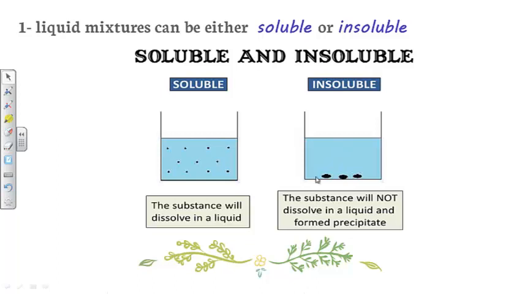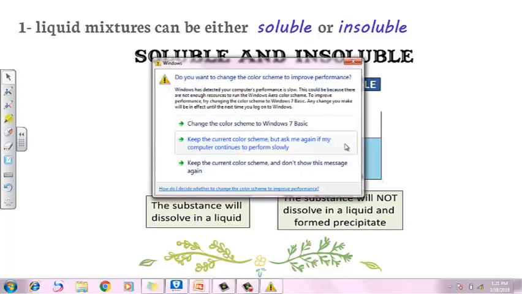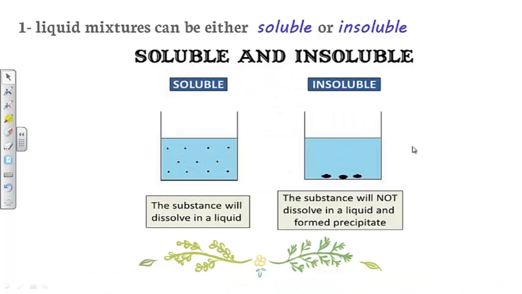Insoluble mixture: the substance will not dissolve in water, it will just settle down or swim at the top of the liquid, but it will not dissolve at all. This is the insoluble, like sand and water or soil and water. There are two different methods or ways to separate the soluble and the insoluble mixtures.